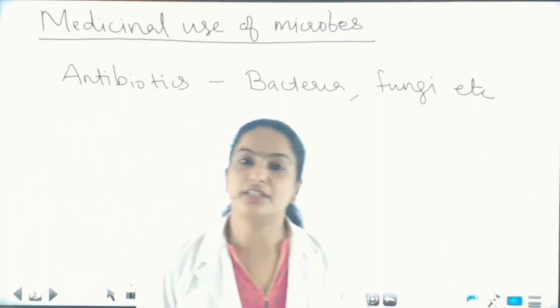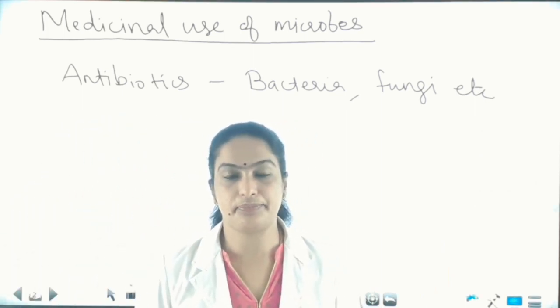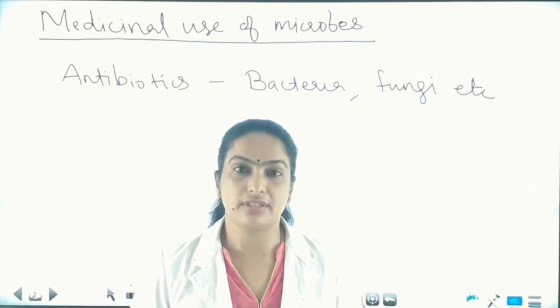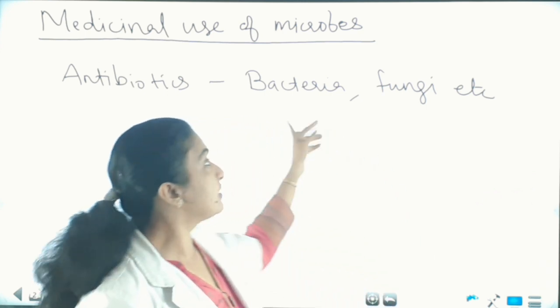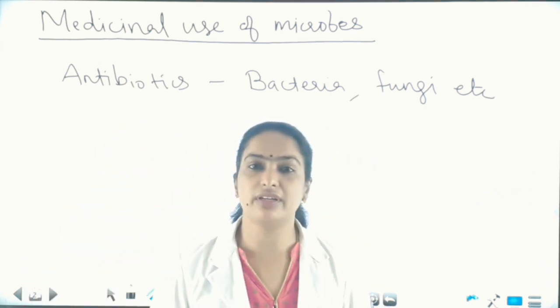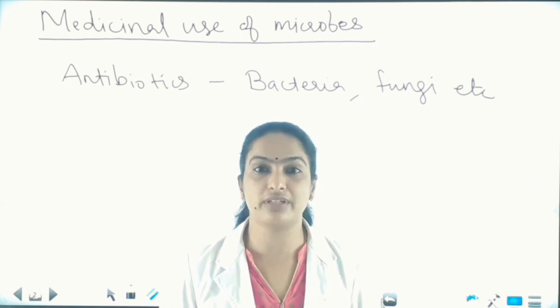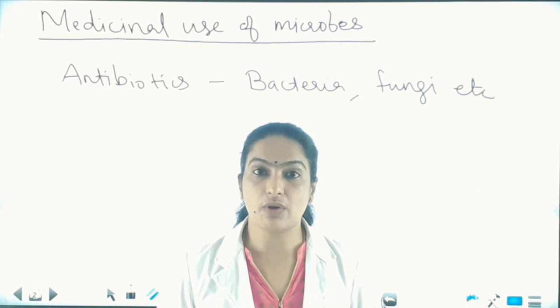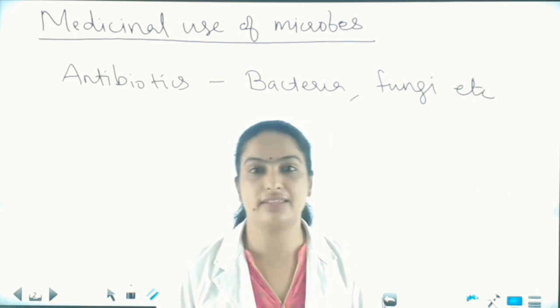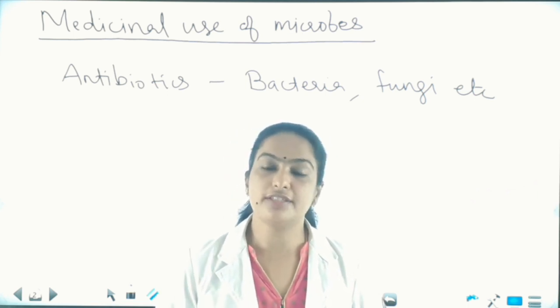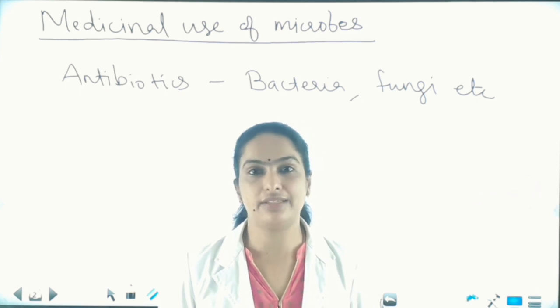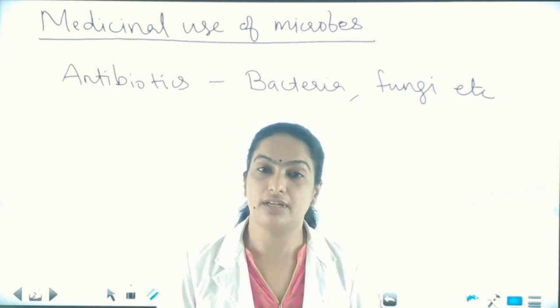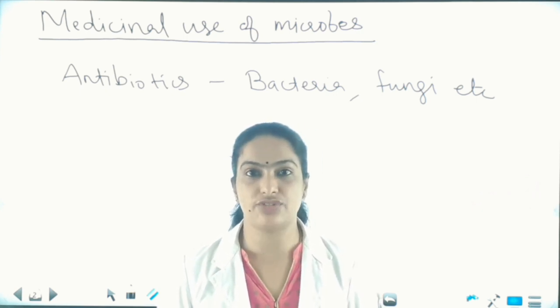Here, antibiotics are medicines which kill the disease-causing organisms. I taught you about disease-causing organisms in the last class. What are disease-causing organisms called? Disease-causing microbes are called pathogens. So these medicines can kill the pathogen or stop the growth of the pathogen.